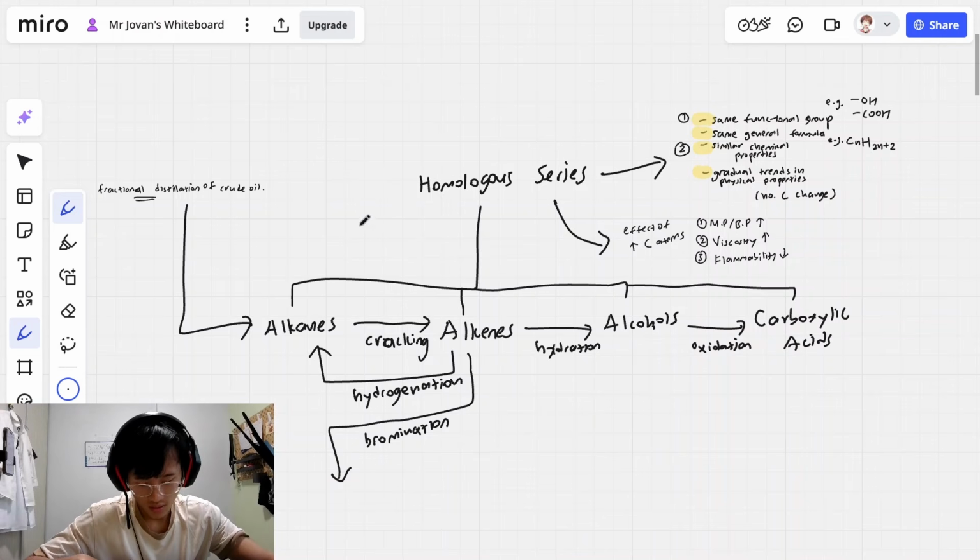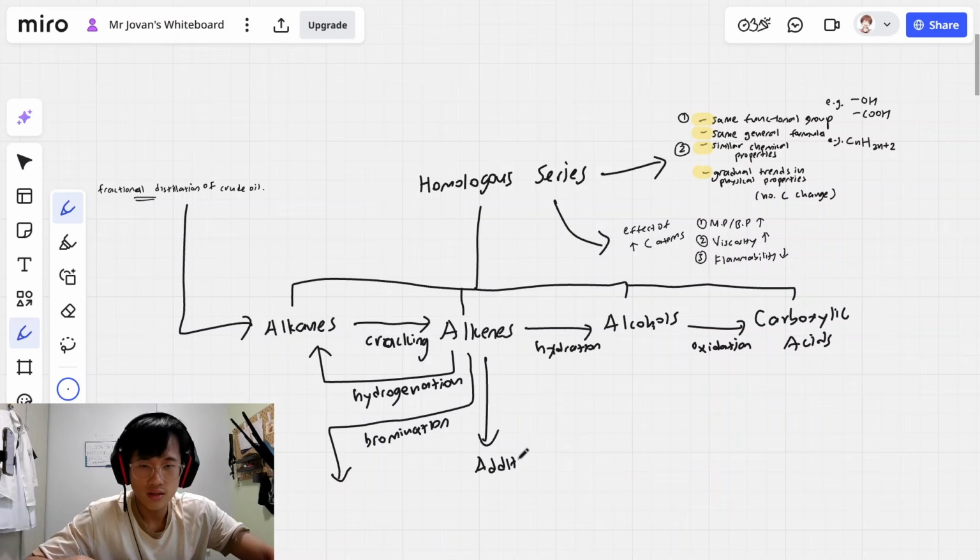Okay, that's fine. We continue. Okay, there's one more that we haven't done yet. It's called addition polymerization. I will go through this in the next lecture.